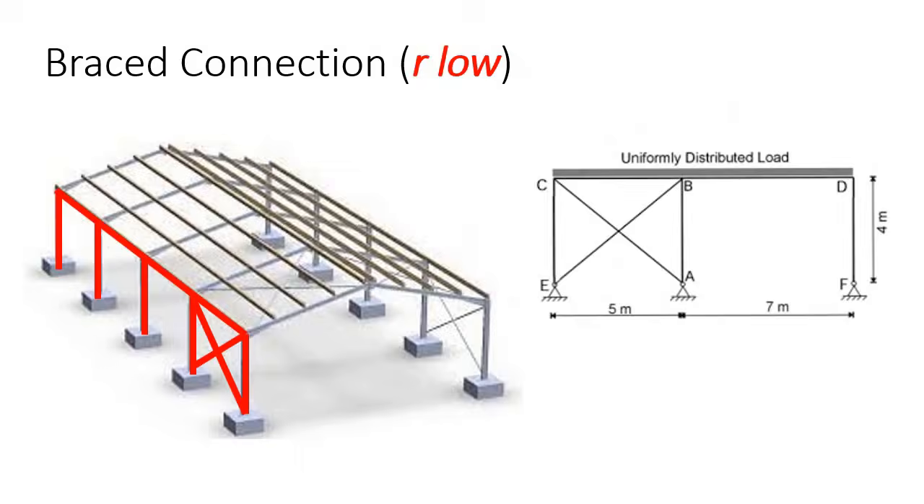Now what about this braced connection? Previously it was a moment connected frame, now it is a braced connection or a shear connection. If you do not know, please go to the playlist. There I have already made all the videos. You will have a clear idea. So about this braced connection, all the joints are pin joints or shear connections. Now when this column buckles, it will buckle like this.